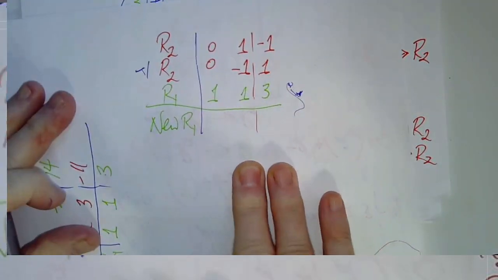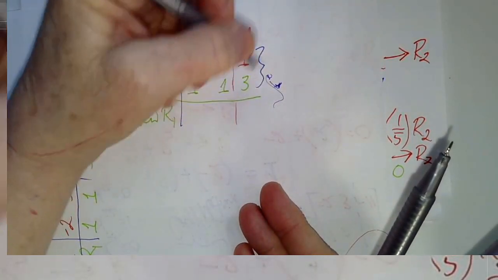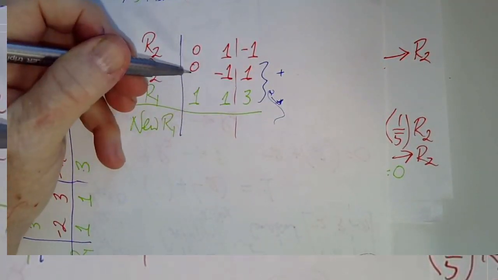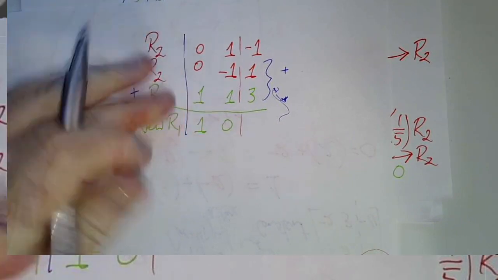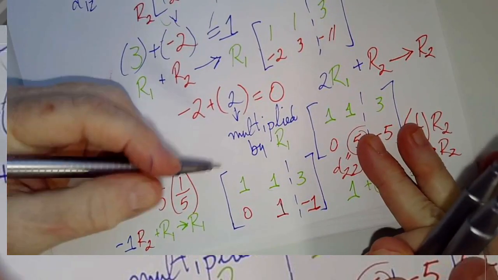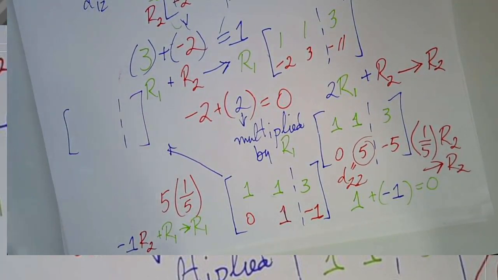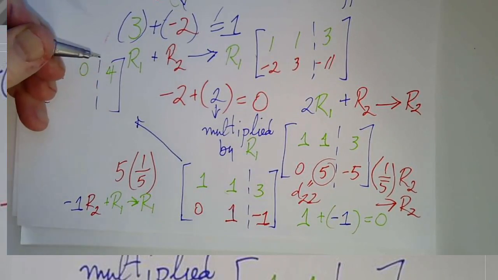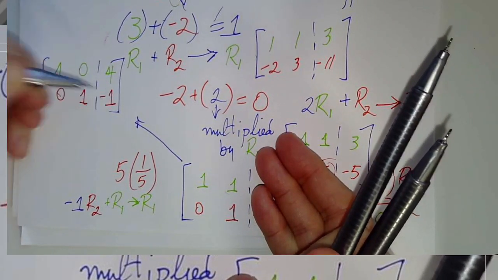And we are adding negative 1 times R2 to R1. So we're going to add right down here. So 0 plus 1, 1, negative 1 plus 1 is 0. That was our goal. And 1 plus 3 is 4. So our new row 1 is 1, 0, 4. And we still have row 2 is 0, 1, negative 1.